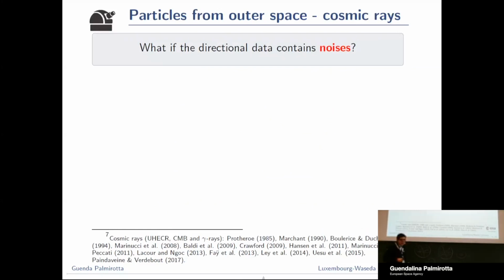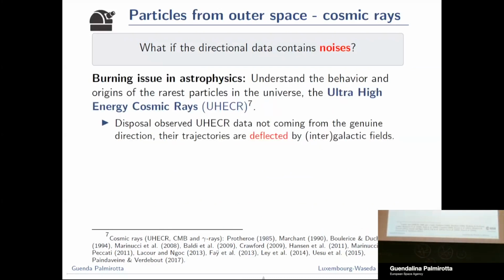Now it's like, okay, what happens if the directional data contains noises? An example is the cosmic rays. The cosmic rays are the rarest particles in our universe that tell us a lot of information about the origin, and also the evolution of our universe.